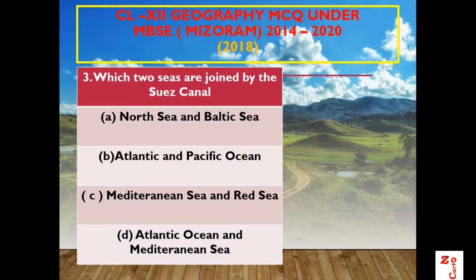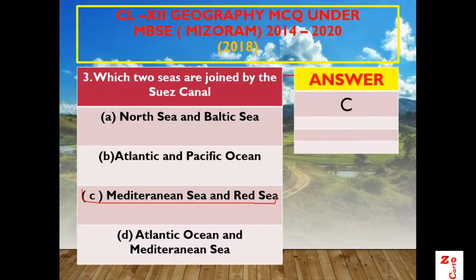Which two seas are joined by the Suez Canal? A. North Sea and Baltic Sea, B. Atlantic and Pacific Ocean, C. Mediterranean Sea and Red Sea, D. Atlantic Ocean and Mediterranean Sea. C. Mediterranean Sea and Red Sea.